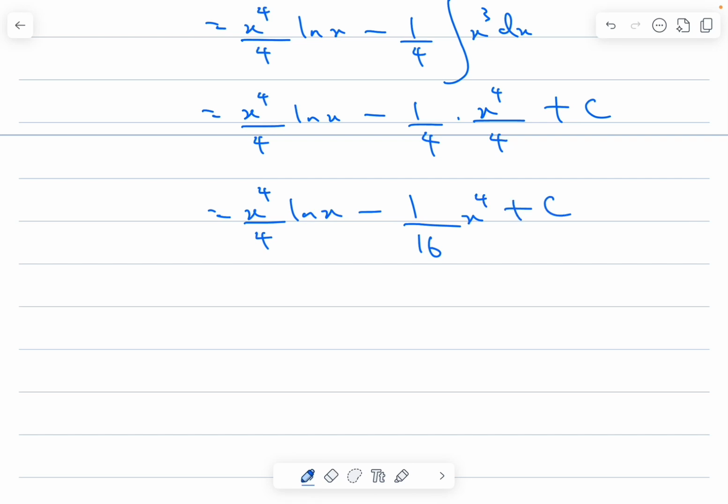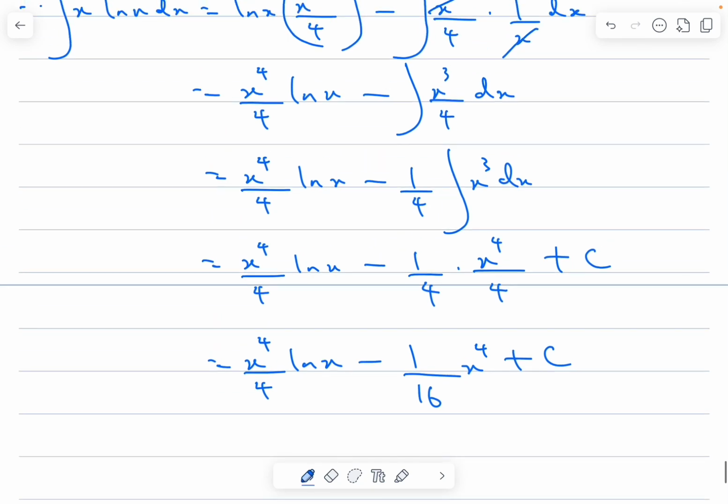Or if you like, you can write it as x raised to the power 4 over 16 times the bracket. And that's it, very, very simple.